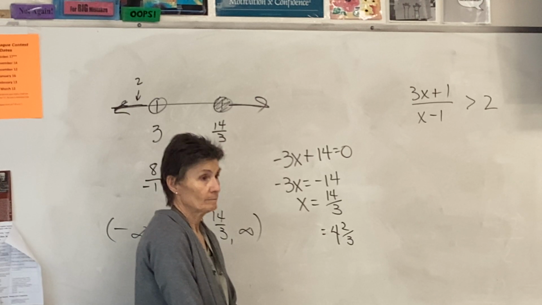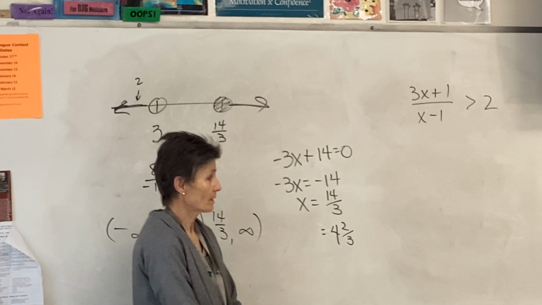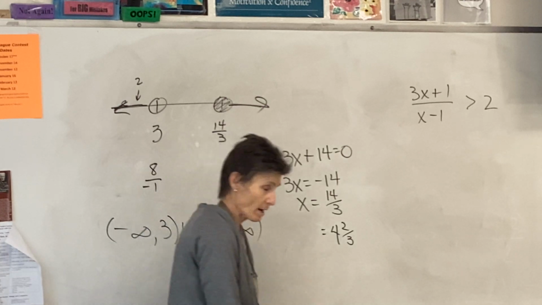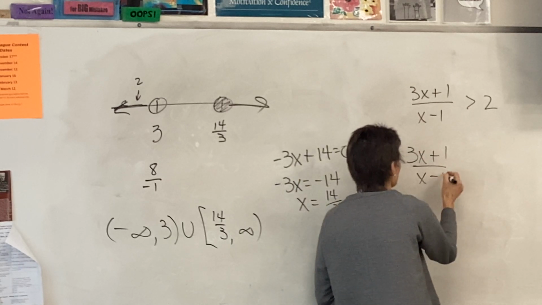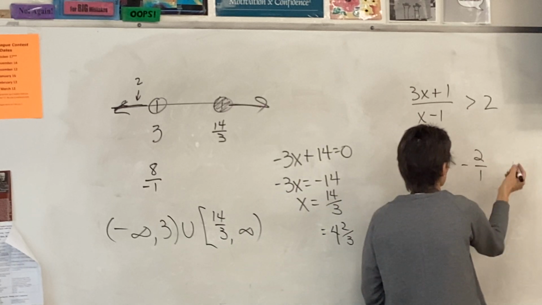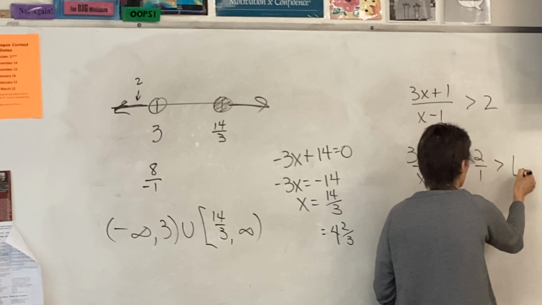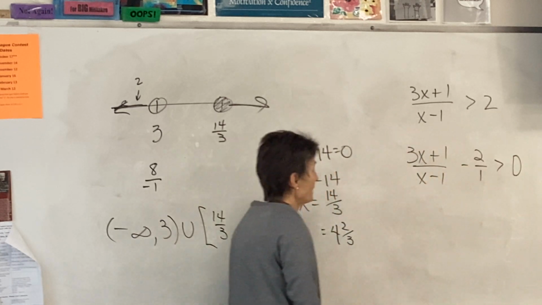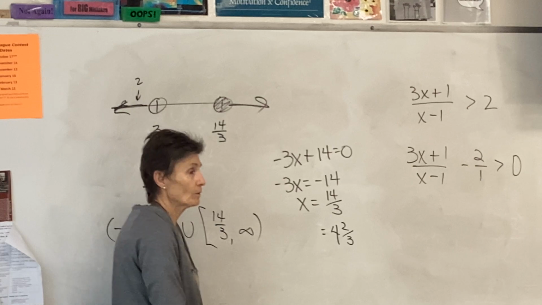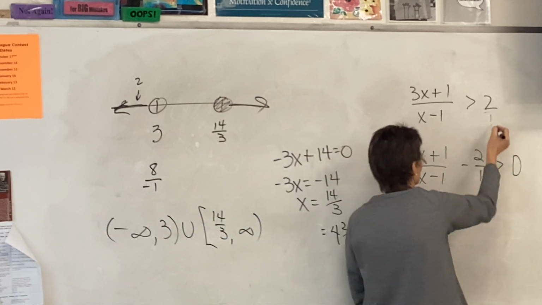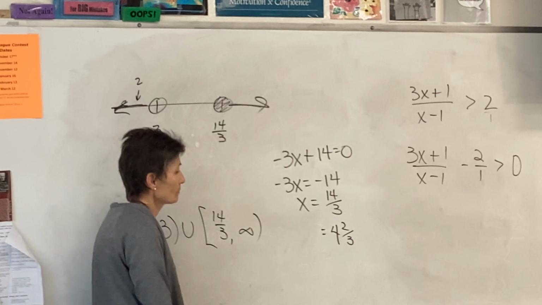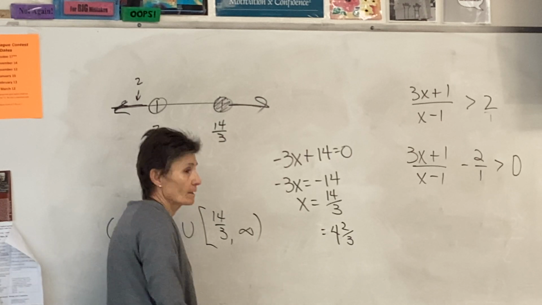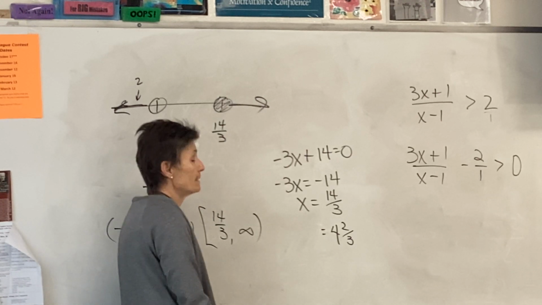Okay, here we go. Step 1, who's got a plan? Subtract the 2. And you don't have to do this, but when I bring it over, I usually put it over 1 so I can see it has a denominator. Move that 2 over. This is 2 over 1. Move the 2 over. Perfect. Now what?